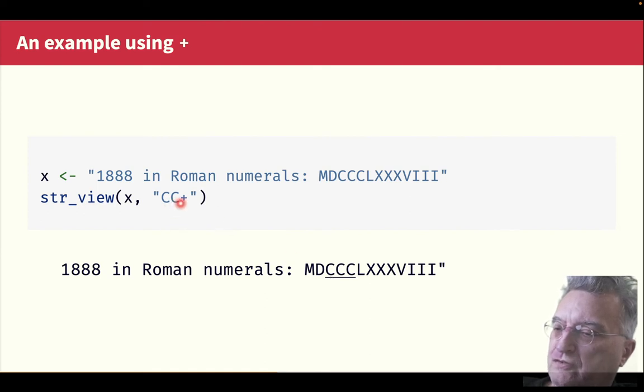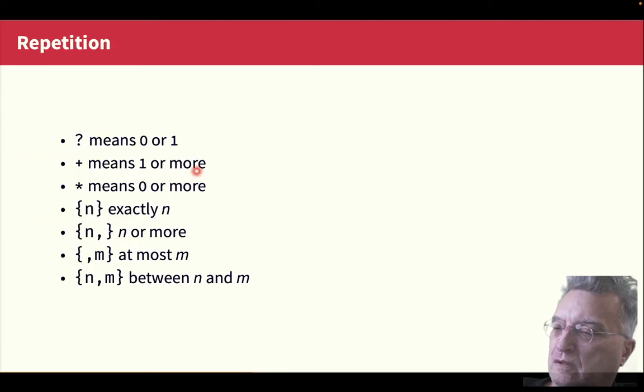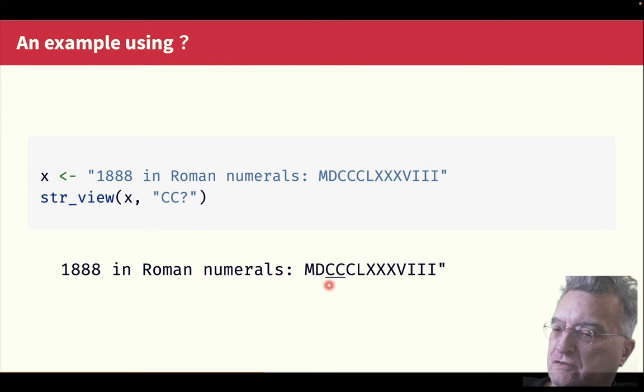This is CC followed by 1 or more C's. So this has to include the C in its match. In other words, this one didn't, because this is CC followed by 0 C's, and that's fine for a lazy operator. But the only thing that matches CC plus would be 3 C's. It has to be at least 3 C's. It could be more.